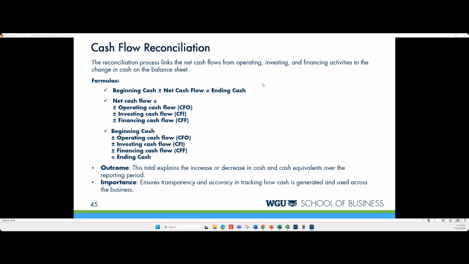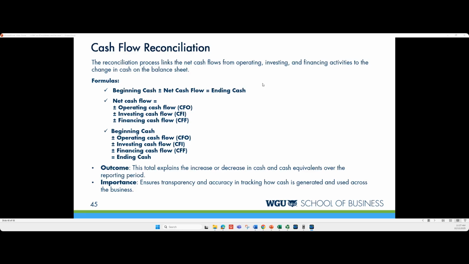Okay, so now that we have all three sections of our cash flow statement calculated, we perform the cash flow reconciliation, which is taking the beginning cash balance, adding the total net cash flow to it to get our ending cash balance. And then our net cash flow is acquired by taking the three totals from the three sections of the cash flow statement and adding them up. And so if you want to detail it out, it's our beginning cash plus or minus our cash flow from operations, plus or minus our cash flow from investing, plus or minus our cash flow from financing. That gives us our ending cash.